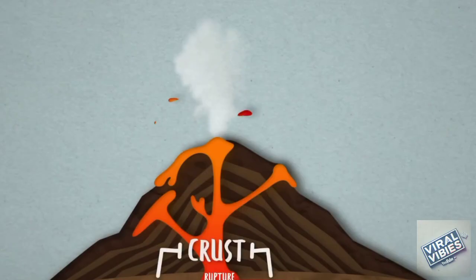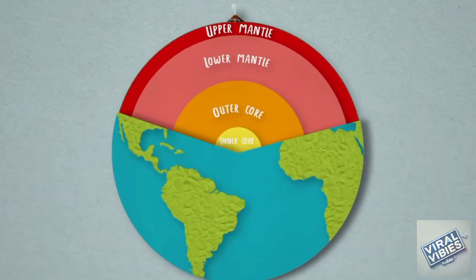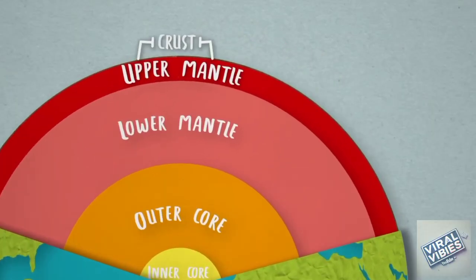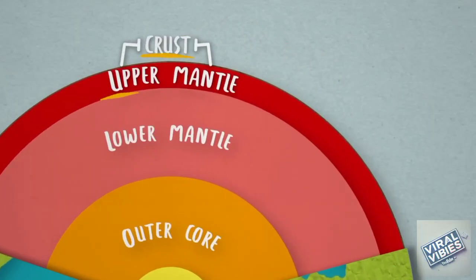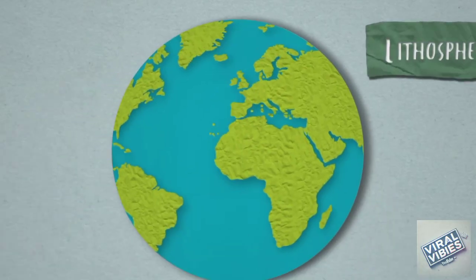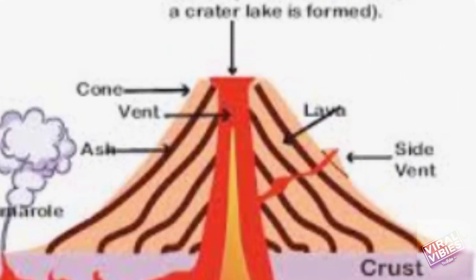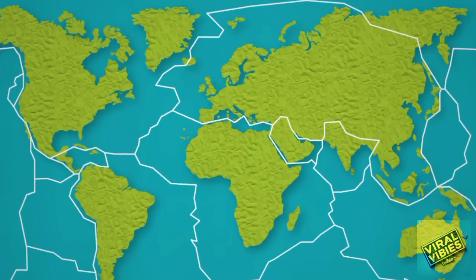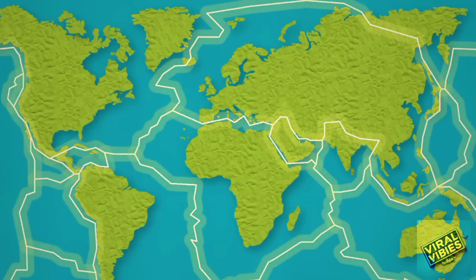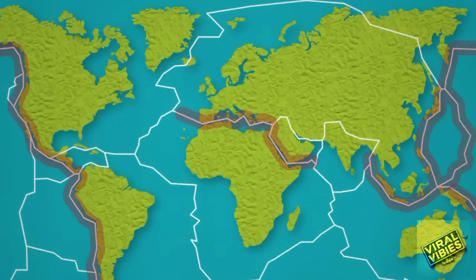Now, Earth's outer shell, known as the crust, isn't one solid piece. It's actually broken into large slabs called tectonic plates, which float on top of the softer mantle layer. These plates are always moving, though very slowly, only a few centimeters each year. Volcanoes are closely tied to the movement of these plates. In fact, most volcanoes form at the boundaries where tectonic plates meet.